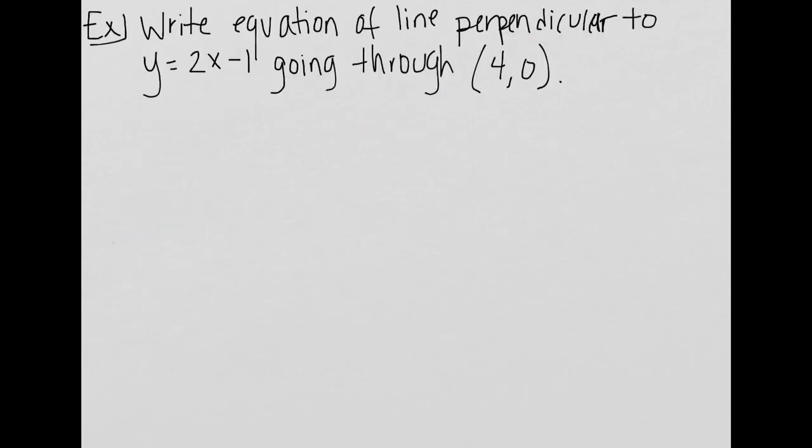Alright, this one, you start reading, you see it says write an equation of a line that is perpendicular. That should be jumping out at you. Perpendicular this time should be saying opposite reciprocal slopes.